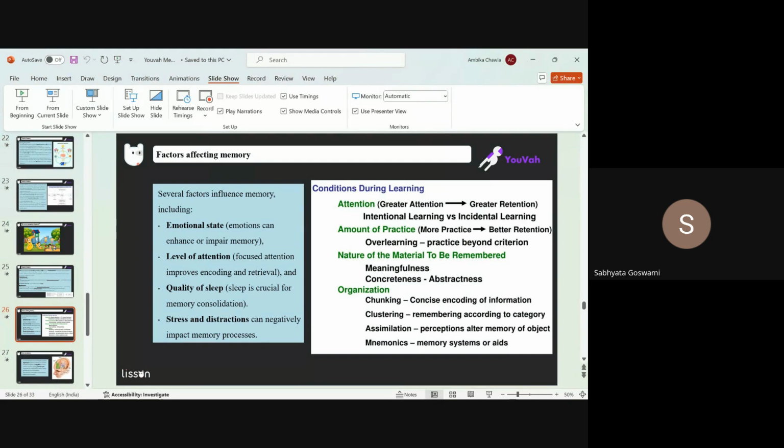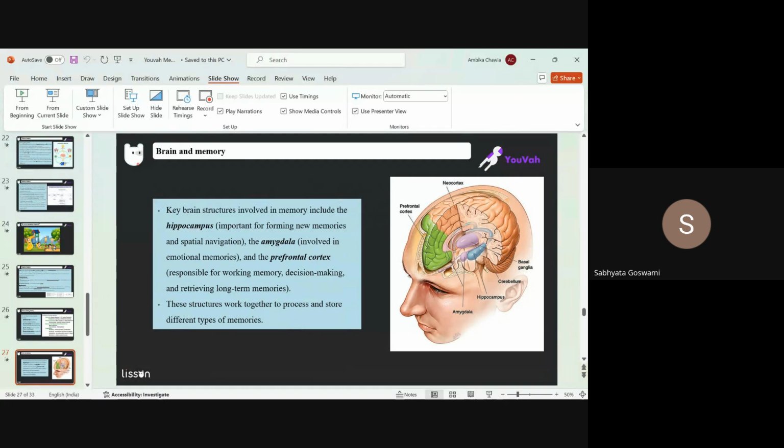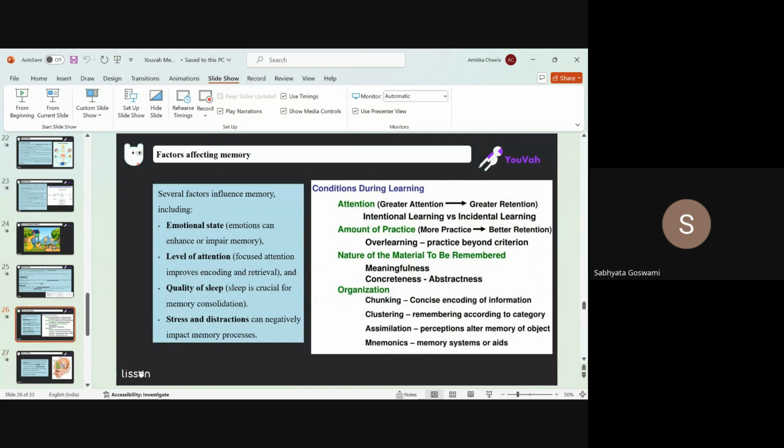So yes, you're right. Along with that, what is the nature of the material that needs to be remembered? What meaning it holds for us, whether or not we're able to understand and relate with the content, also plays an important role. How concrete or abstract that particular content is also helps, and how we organize it. We've already discussed chunking, mnemonics, assimilation and clustering. All of these factors together help in better or worse processing of memories.